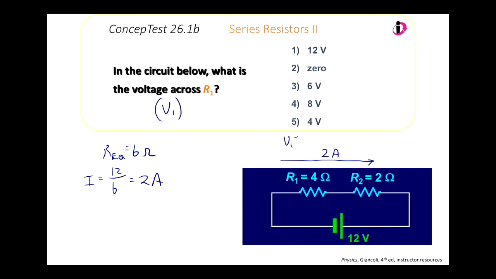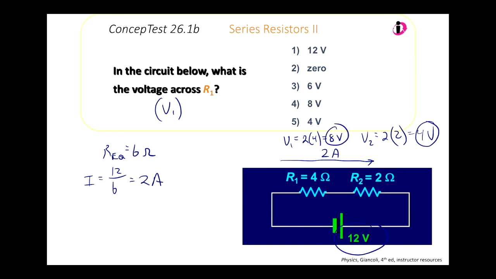And I could say that V1 is going to be 2 times 4, which is 8 volts. And, of course, the other one is going to come out to give me 4. So V2 is 2 times 2, which is 4 volts. And you can see that the 4 and the 8 add to give me 12. So everything sort of works together.